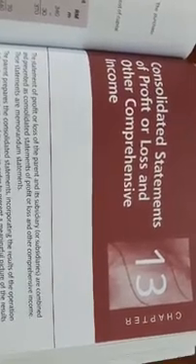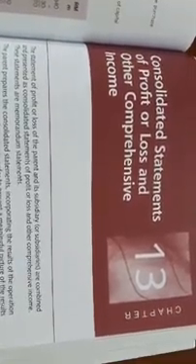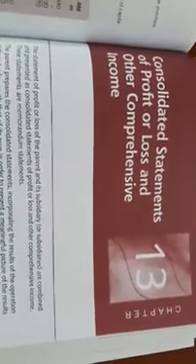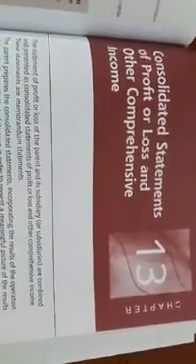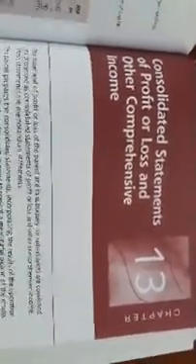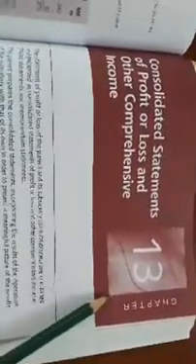Okay, let's continue now with chapter 13, which is on consolidated statement of profit or loss and OCI. This topic will come out in your final exam. The topic on CSoPL and OCI is only covered in chapter 13, not the consolidated statement of financial position. For that, you have to read chapters 10, 11 and 12.